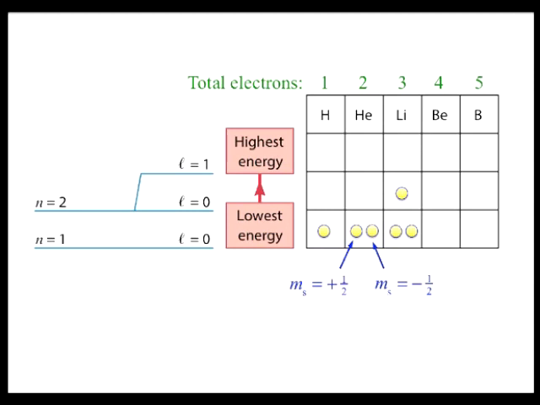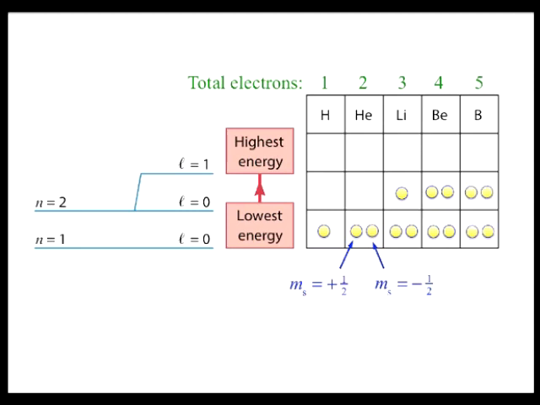With this level filled, the n equals 2, l equals 0 subshell becomes the next lowest energy level available and is where the third electron of lithium is found. In the beryllium atom, the fourth electron is in the n equals 2, l equals 0 subshell along with the third electron. This is possible since the third and fourth electrons can have different values for m_s.